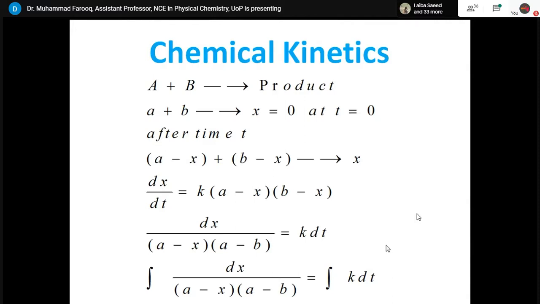Then we can write dx divided by dt is equal to k times the concentration of A, A minus X, times the concentration of B, B minus X. Rearranging this equation, dx divided by A minus X into B minus X. Sorry, this is B minus X.